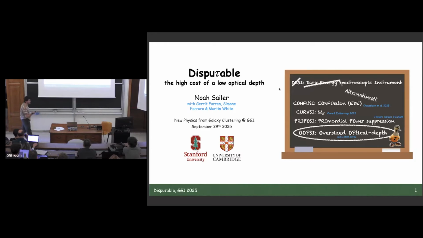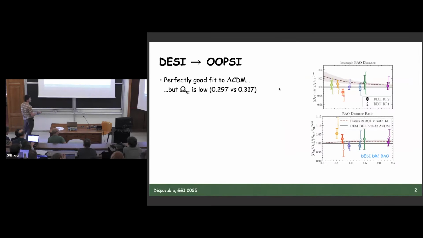Alrighty, I'm going to be talking about why it might make sense to rename the Dark Energy Spectroscopic Instrument to the Oversized Optical Depth Spectroscopic Instrument, or OOPSI for short. Okay, so how do we go from DESI to OOPSI?